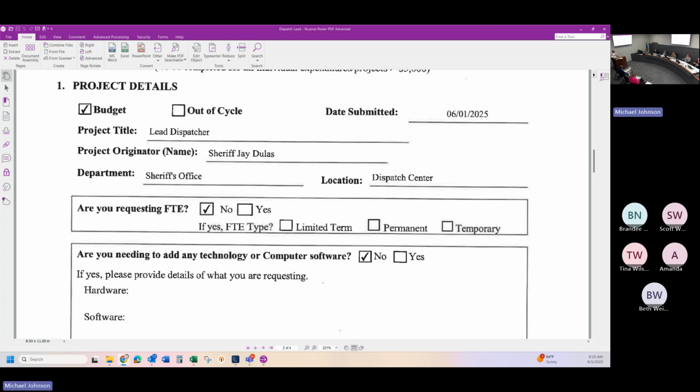What's our 911 funds like? What's our balance? A little more than 300,000. Exact number? That's okay, just a rough estimate. It's actually closer to 350, 349,987.43.